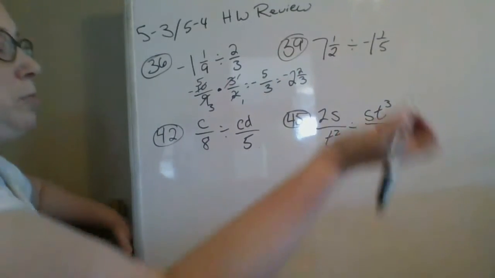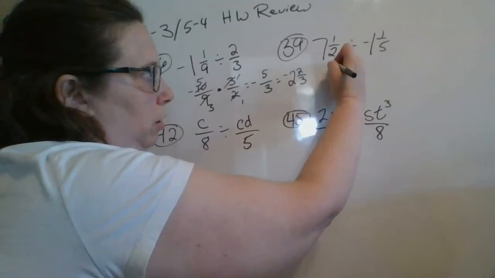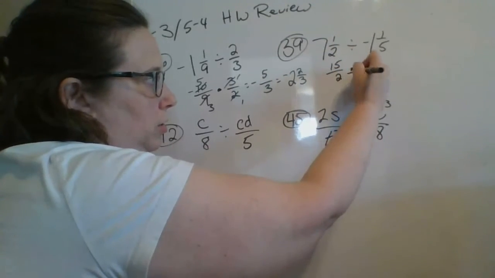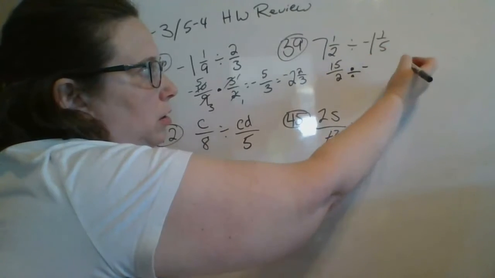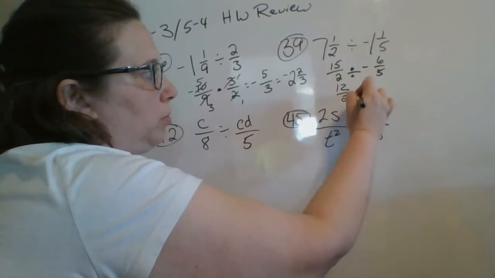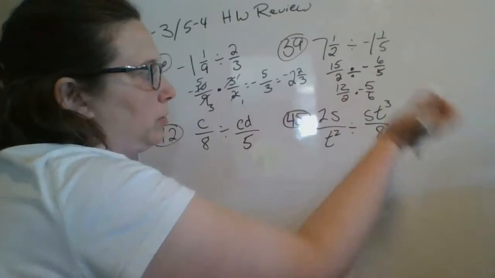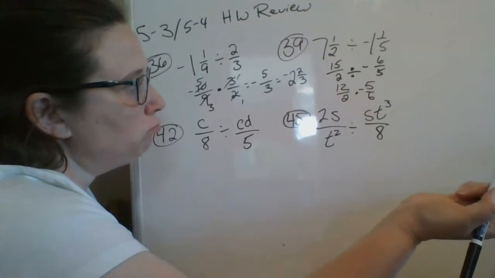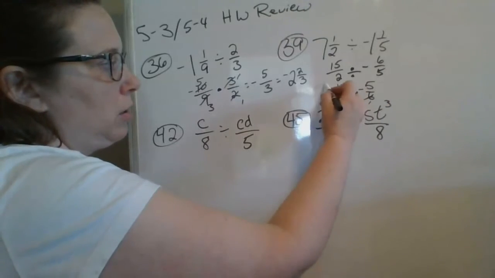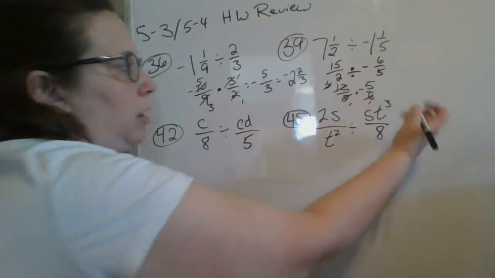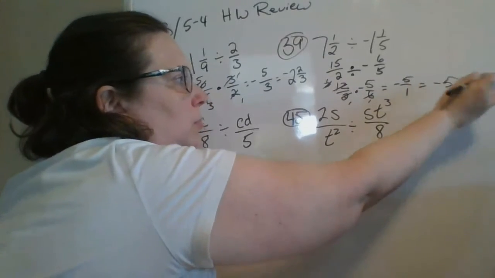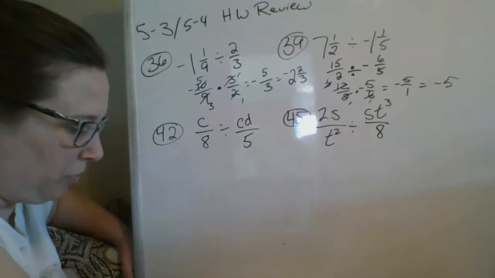39, we have 2 mixed numbers. So first I have to make them both improper. Actually, it's -6/5. And now I can keep, change, flip. We can cross reduce here and there. And then my answer would be -5/1, which is the same thing as -5.